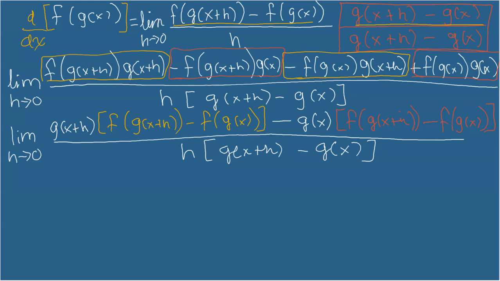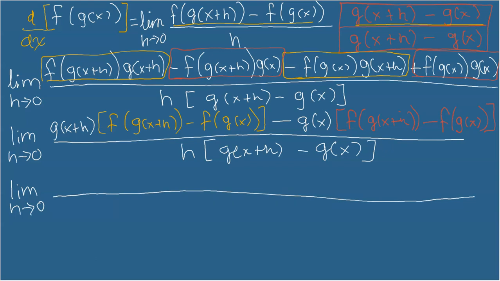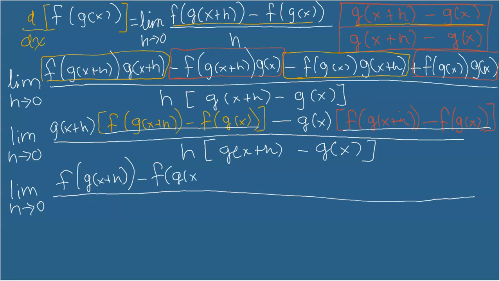Okay, so how convenient is that? Look at the yellow and the red. The yellow and the red are exactly the same, right? That's how factor by grouping works. You factor by grouping so that you can create a common factor. So the yellow and the red, we factor that out because that now is the common factor between those two terms. So we're going to go ahead and factor out f of g of x plus h minus f of g of x. Factor that part out. What is left inside? g of x plus h minus g of x.